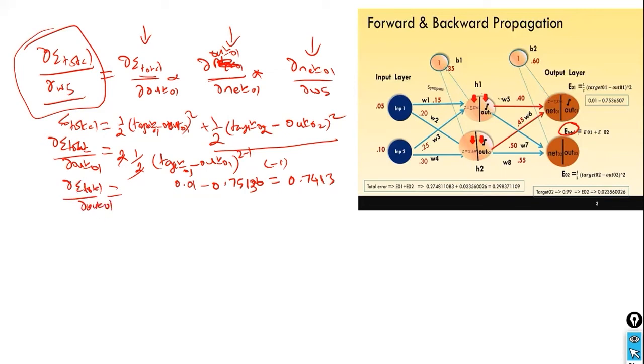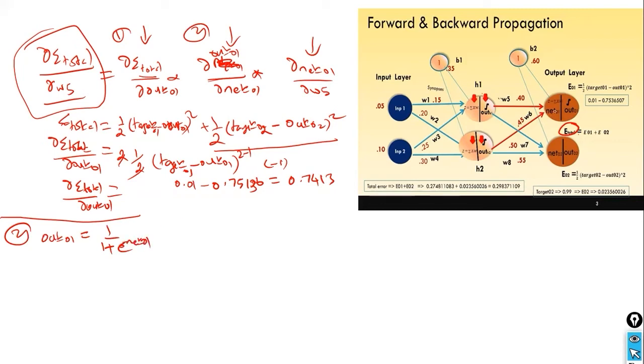What is the next step? Up to this we are done with the first one, and now we need to find out the value for the second, ∂out o1 divided by ∂net o1. Here out o1 is 1 divided by 1 plus the activation function, 1 by 1 plus e to the power minus net o1.